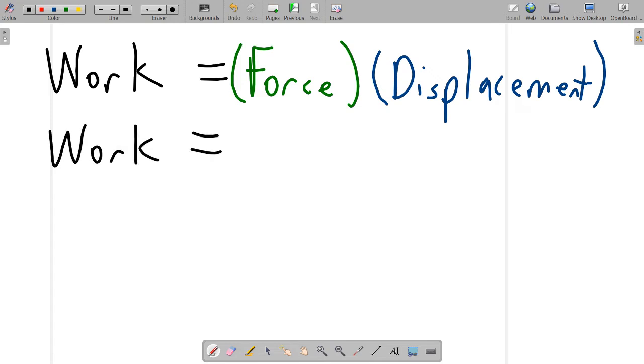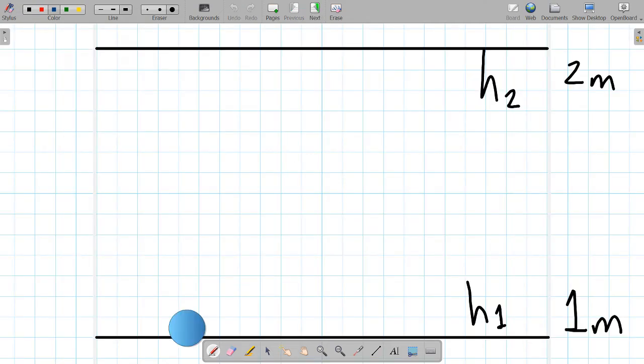So what is the equation for the force of gravity? You guys know that the force of gravity is mass times 9.8. Okay, so that's the equation for the force of gravity. So what about the displacement? Well, remember, guys, displacement is nothing more but the change in height from this point to this point.